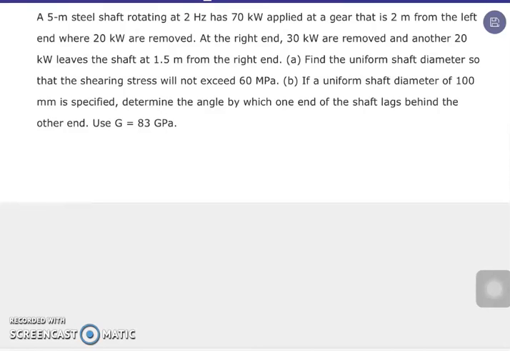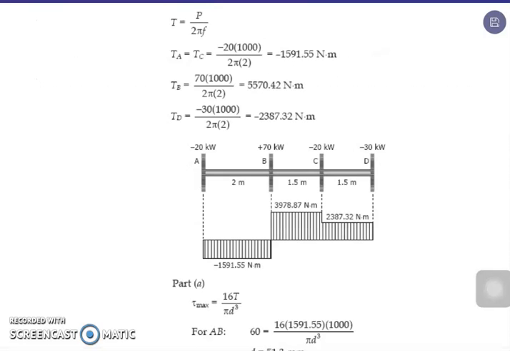And letter B, if a uniform shaft diameter of 100 mm is specified, determine the angle by which one end of the shaft lags behind the other end. Use G, which is equal to 83 gigapascal. So for this problem, we have a figure.